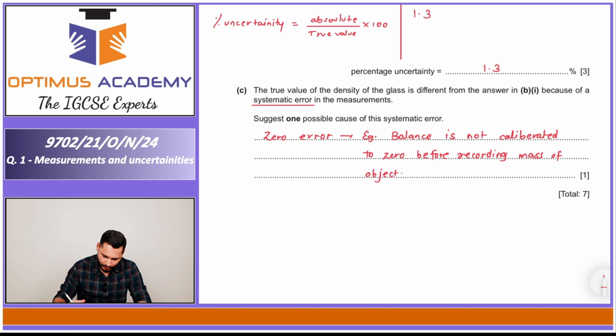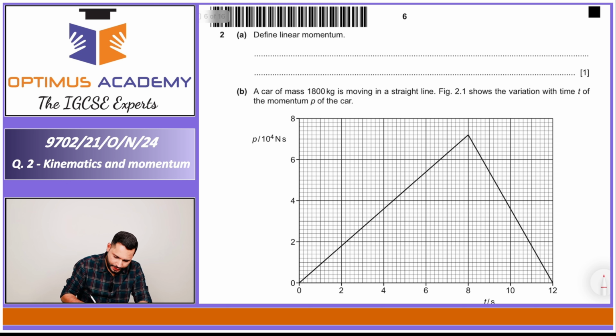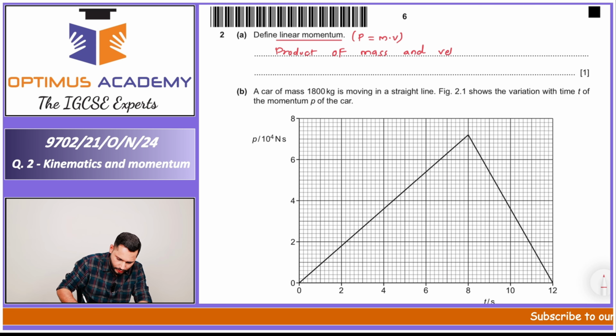We will move to the second question. In the first part A, it says define linear momentum. We know the formula for linear momentum. It is mass multiplied by velocity. So we can write the definition of momentum as the product of mass and velocity.